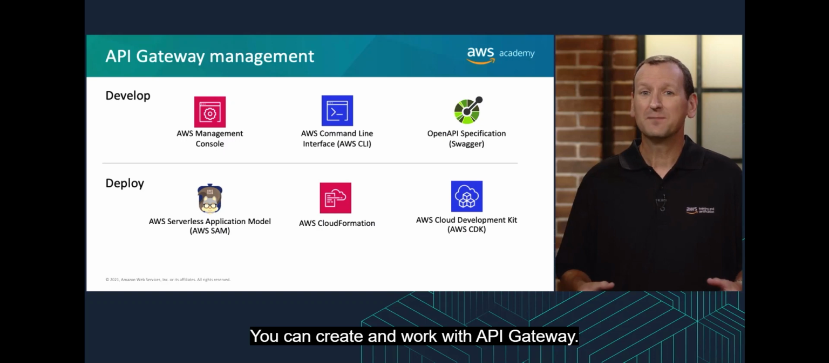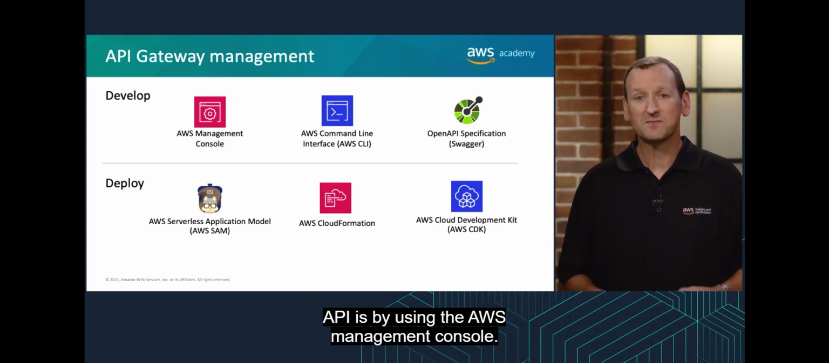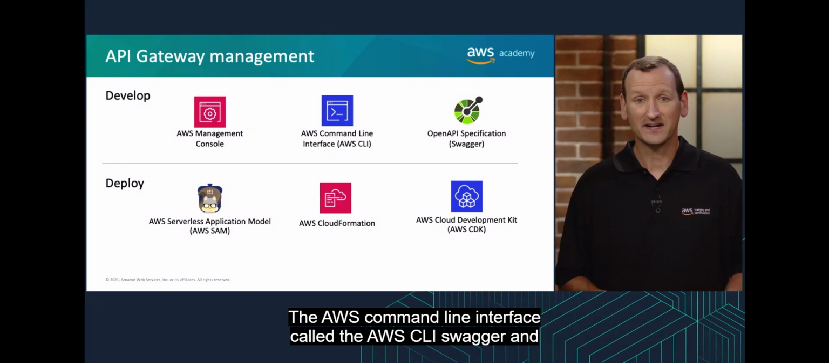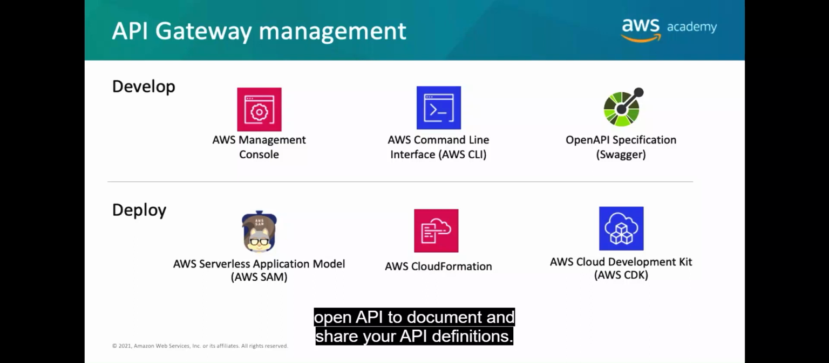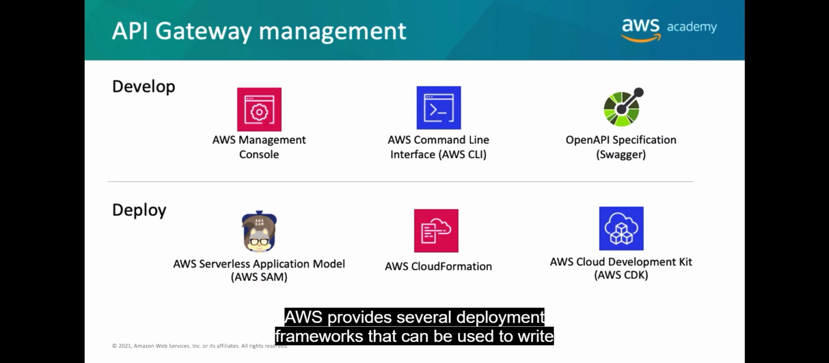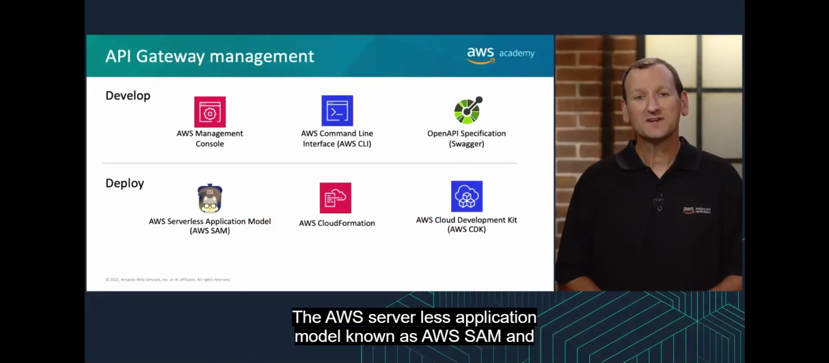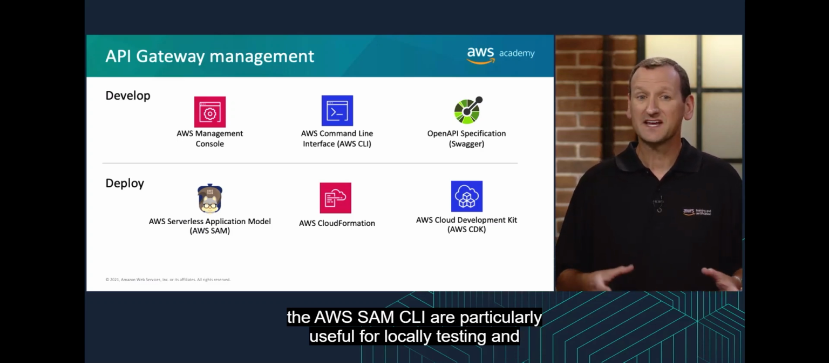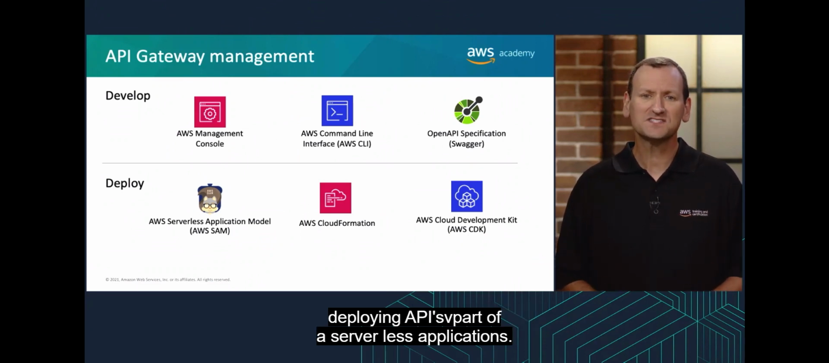You can create and work with API Gateway APIs by using the AWS Management Console, the AWS Command Line Interface, called the AWS CLI, Swagger, and OpenAPI to document and share your API definitions. AWS provides several deployment frameworks that can be used to write infrastructure as code and deploy your APIs in the cloud. The AWS Serverless Application Model, known as AWS SAM, and the AWS SAM CLI are particularly useful for locally testing and deploying APIs as part of a serverless application.